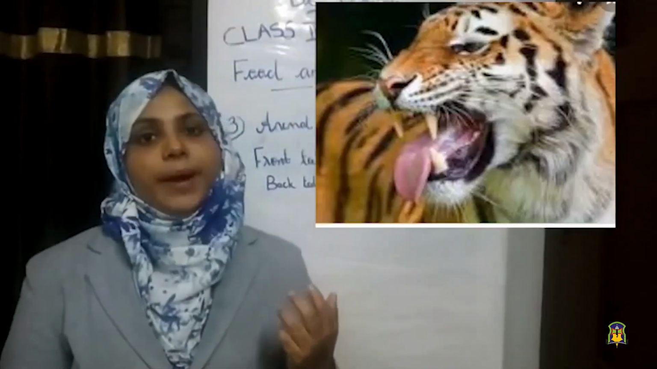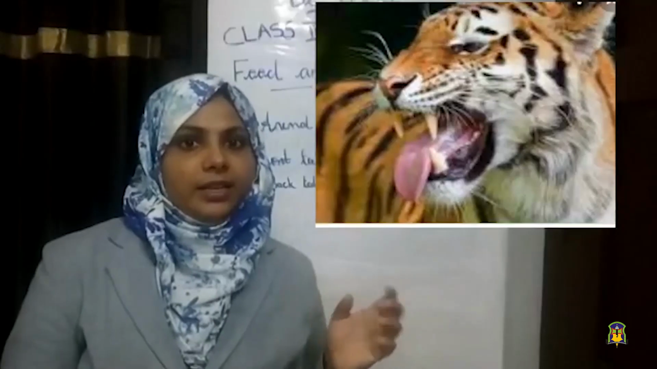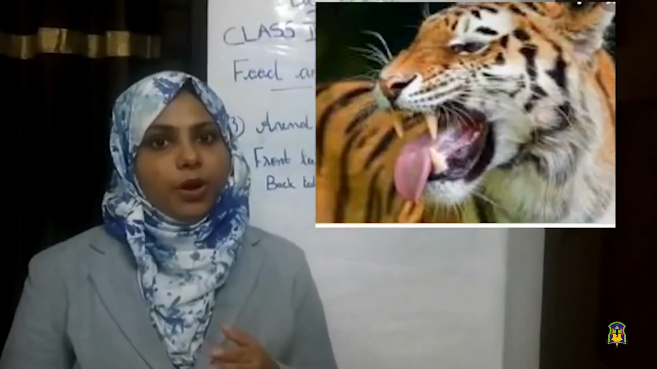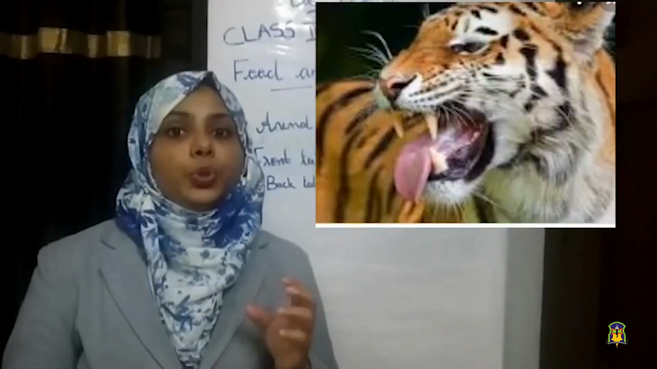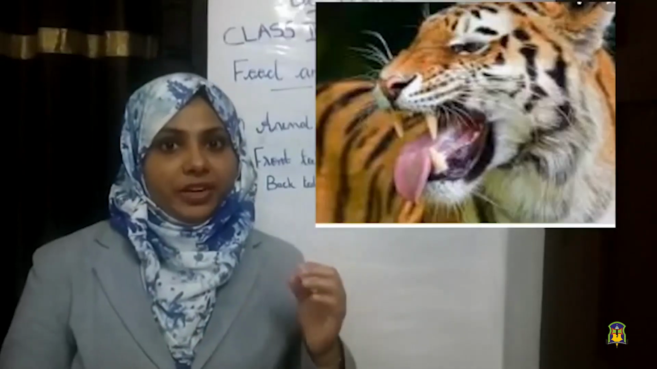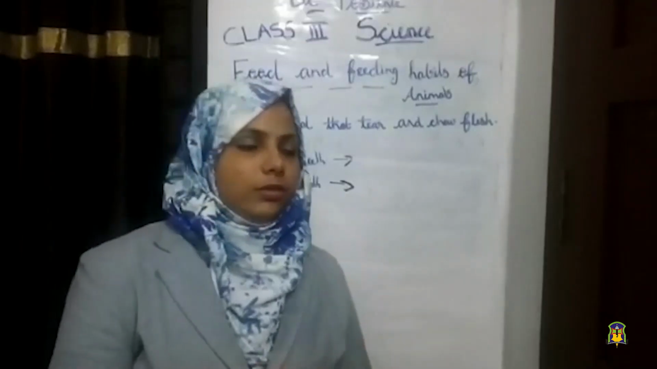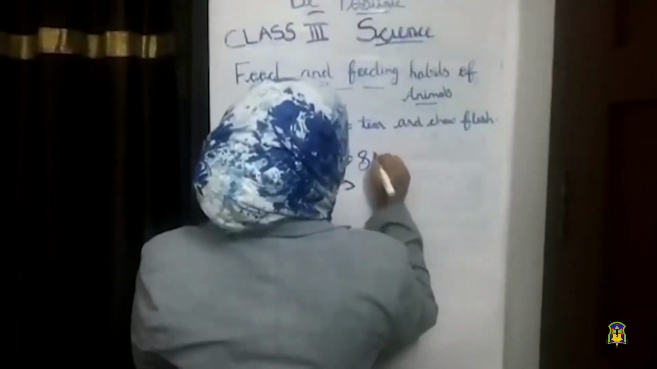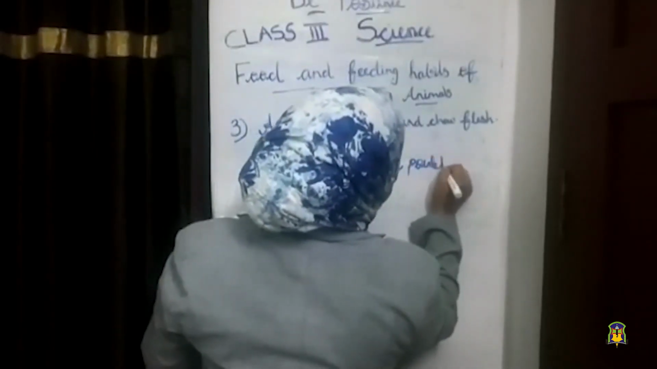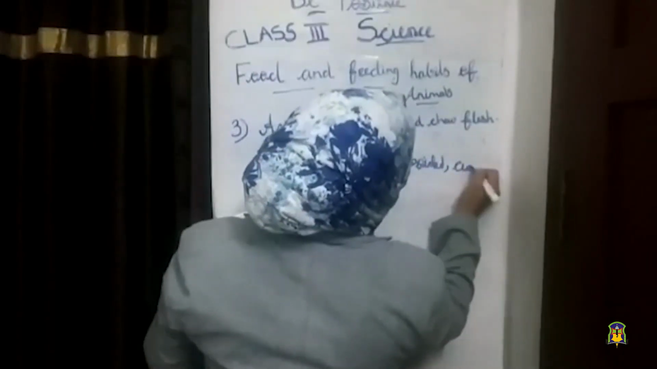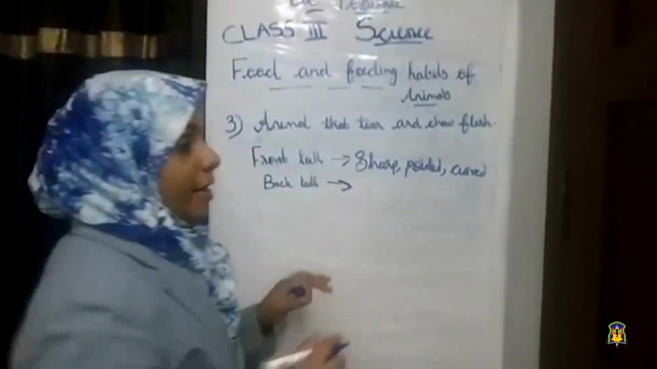What about the back teeth? The back teeth are called premolars and molars. The back teeth are flat and broad. The back teeth help them to chew the flesh. Okay. So front teeth are sharp, pointed and curved. What about the back teeth? Yes, flat and broad.